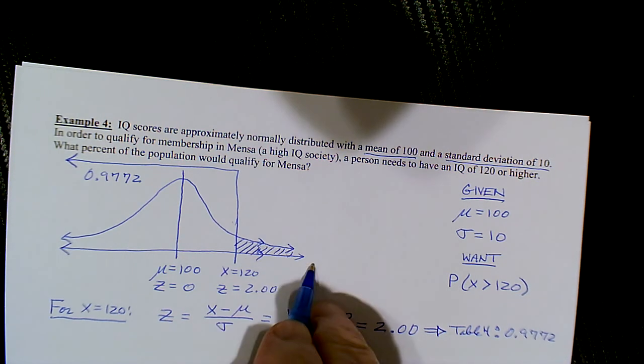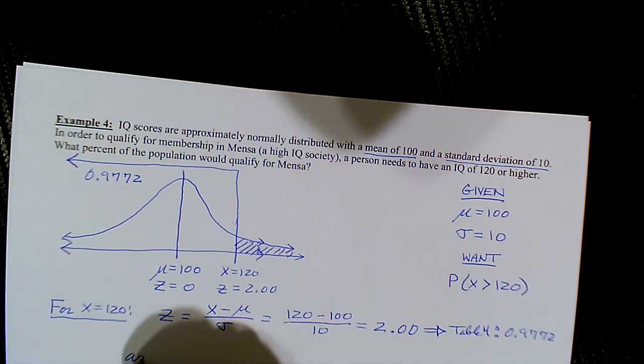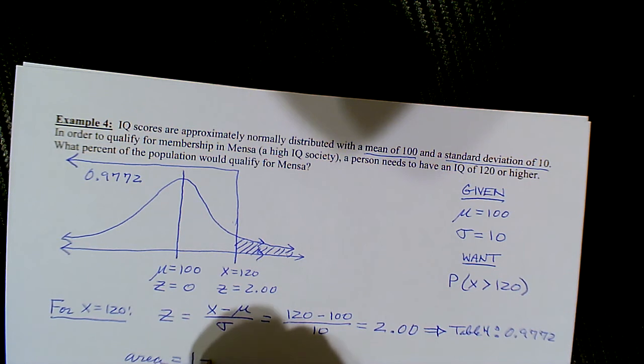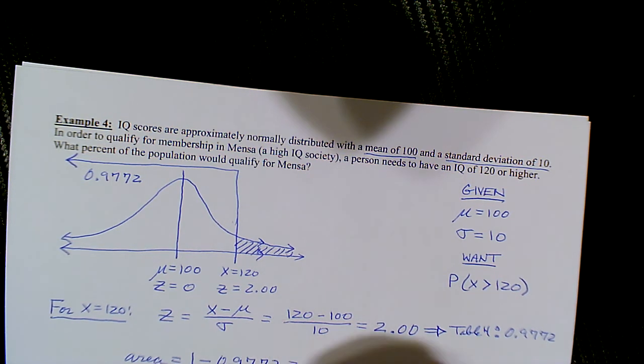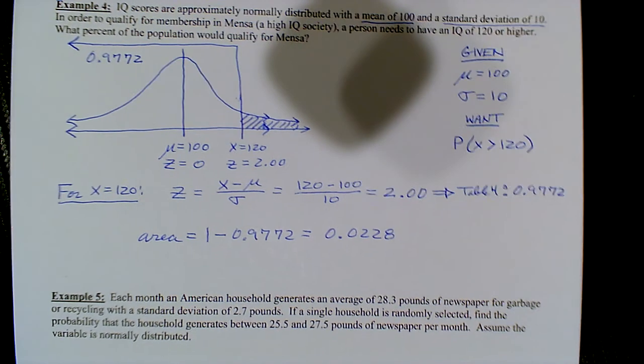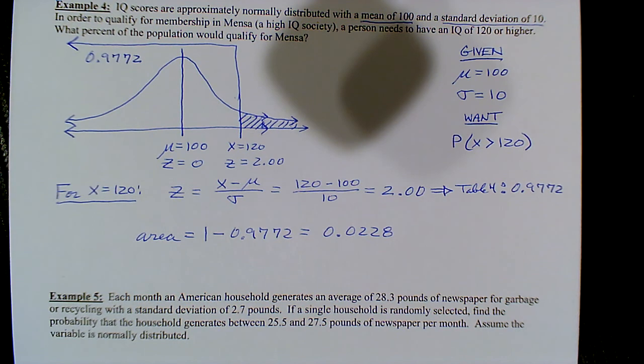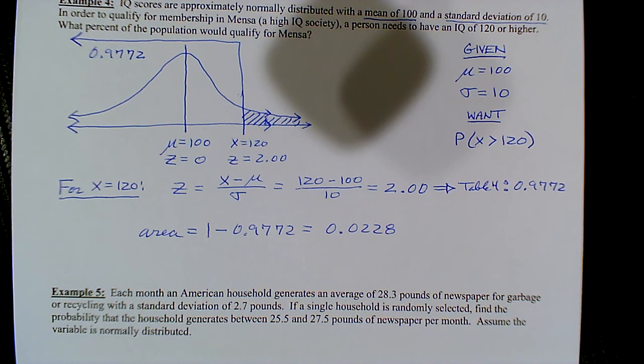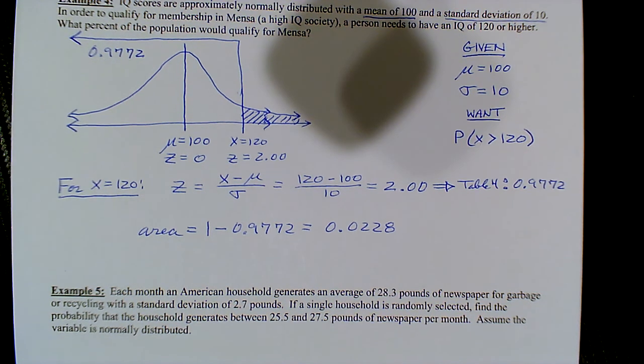We're looking for the area to the right, so that's the complement, 1 minus 0.9772, which gives us 0.0228. Which is really just about 2% of the people, right? 2.28% of the people would qualify for this high IQ society Mensa that you may have heard of. All right, and then another, again, not to be redundant, but this is just extra practice.